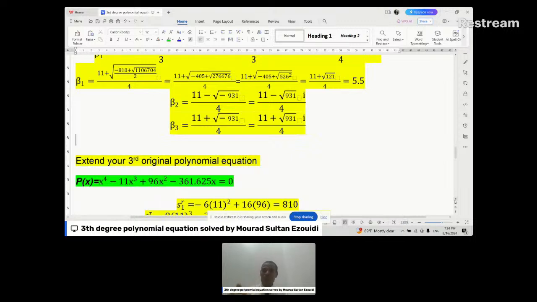It works for some, yes, but it does not work correctly for other third degree polynomial equations. Clear this point. I wish that you got the point. Okay, we continue.